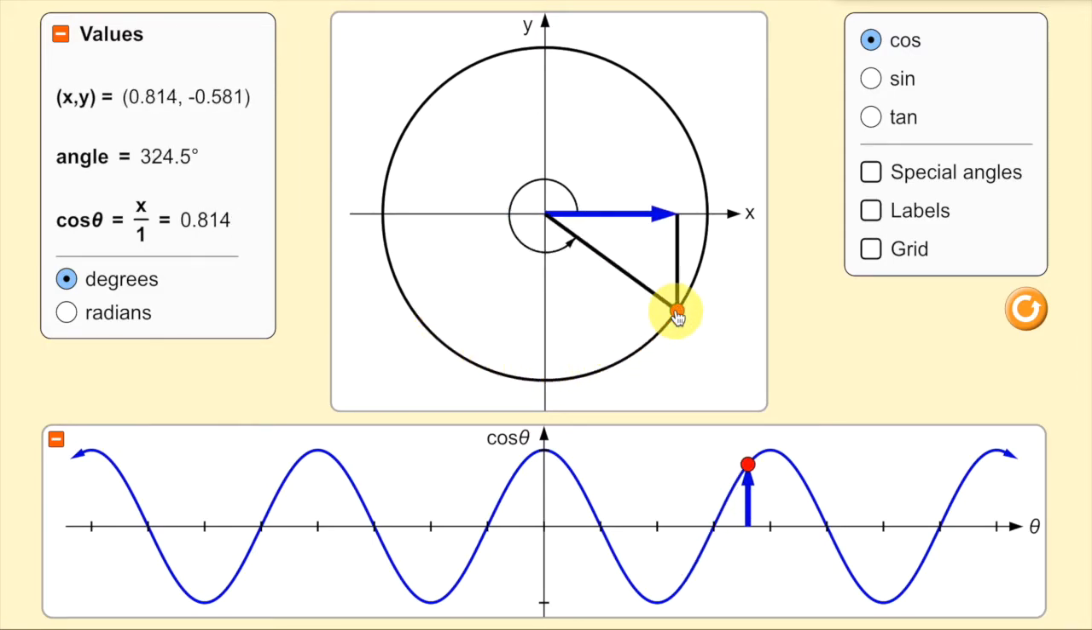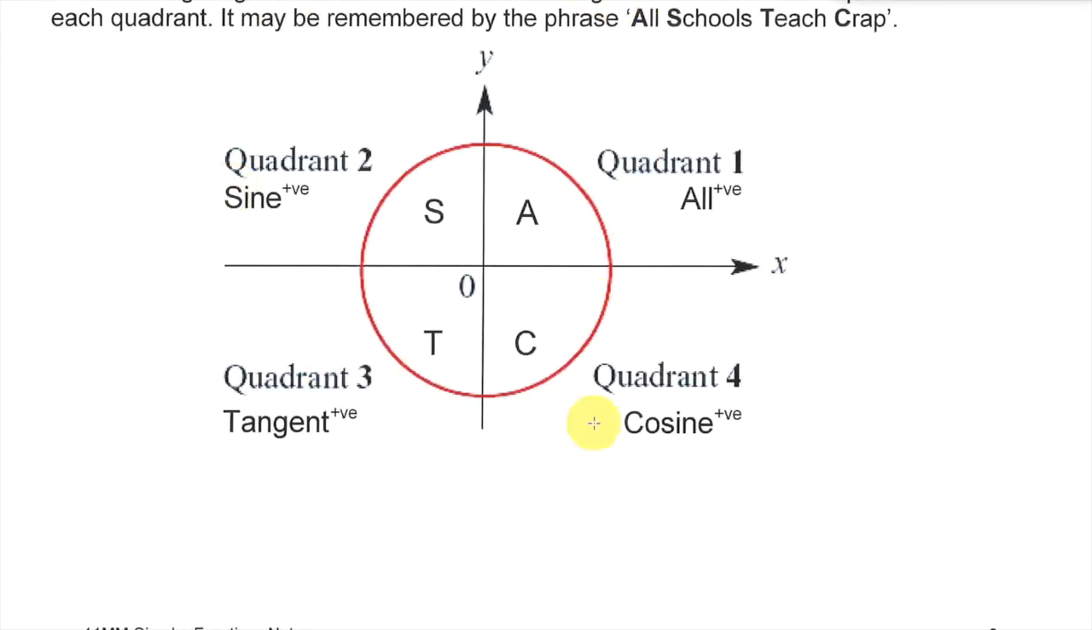We now move into the fourth quadrant. And in the fourth quadrant, it can be seen that x is positive, so that's your cos. It can be seen that y is negative, that's your sine. And of course, tan is sine over cos. So we're going to have negative over positive, which is negative, so tan is negative. So the only thing that's positive in the fourth quadrant is cosine. So All Schools Teach Crap. And that's summarised in here.